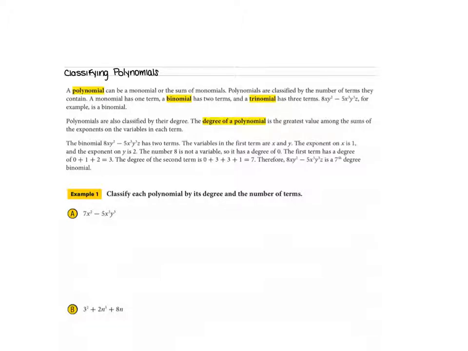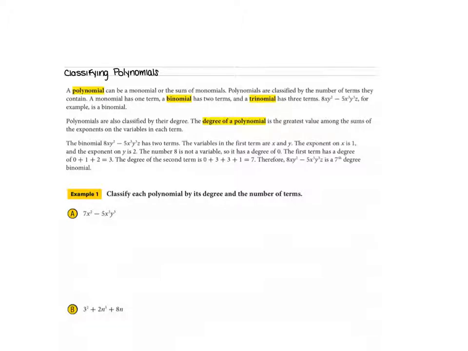So these are now called polynomials. If they have two terms, they're binomials. Trinomials are three terms. A polynomial is anything more than three. The degree of the polynomial is the greatest value among the sums of the exponents on the variables.